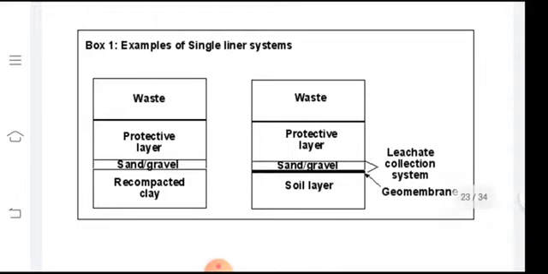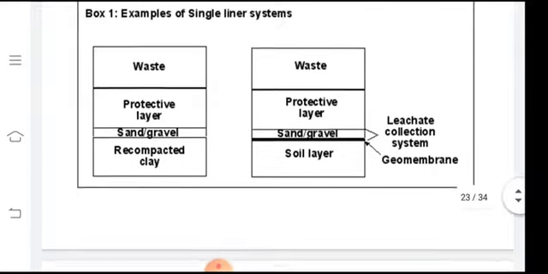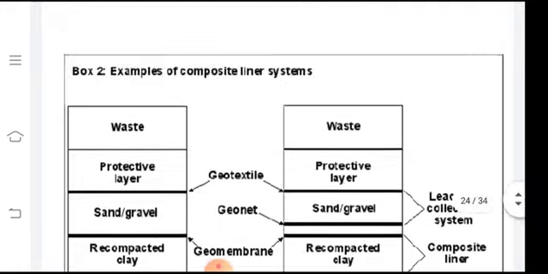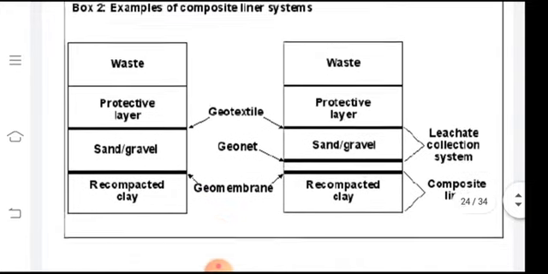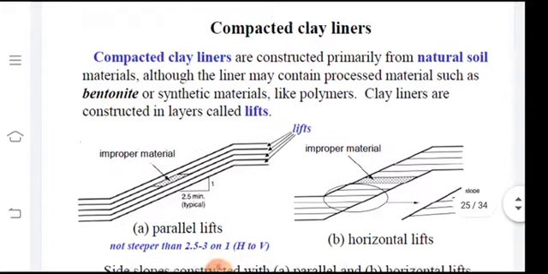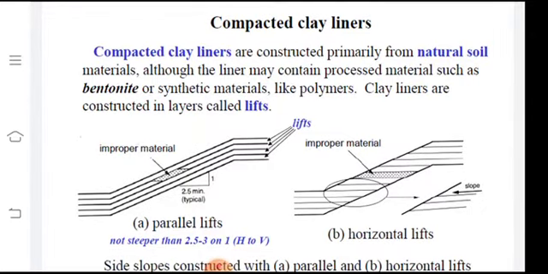And here again you can see the comparison. We have a geomembrane before the leachate collection system in this case, and here again we have the geomembrane, and then the composite liner, and then the leachate collection system is there. So you can go through the composite liner system. The compacted clay liner again has its own design criteria.